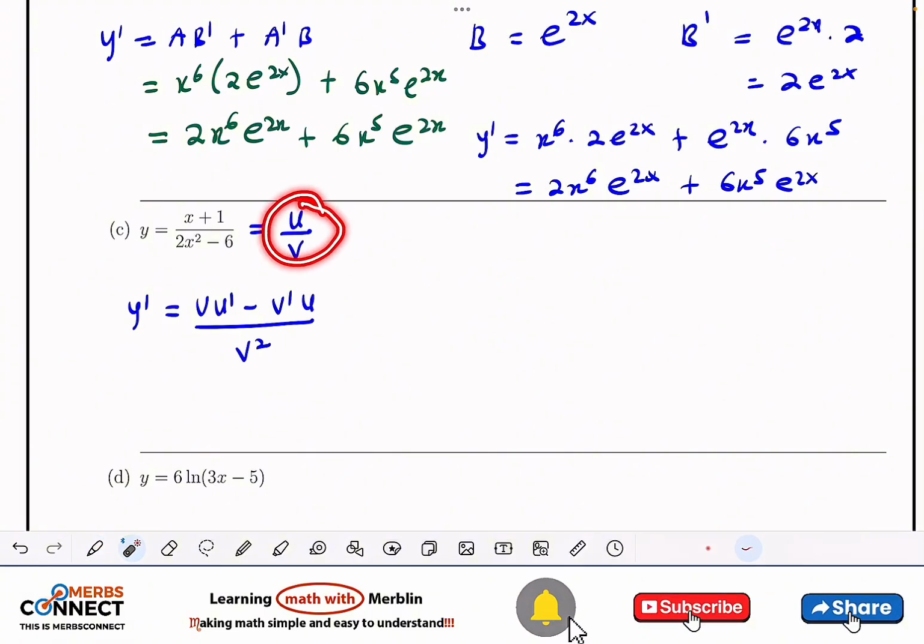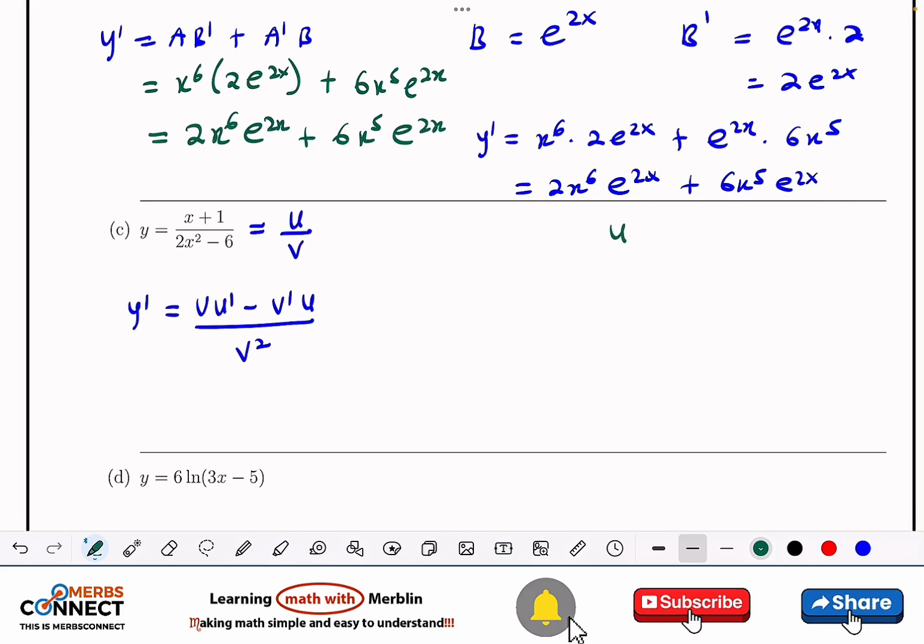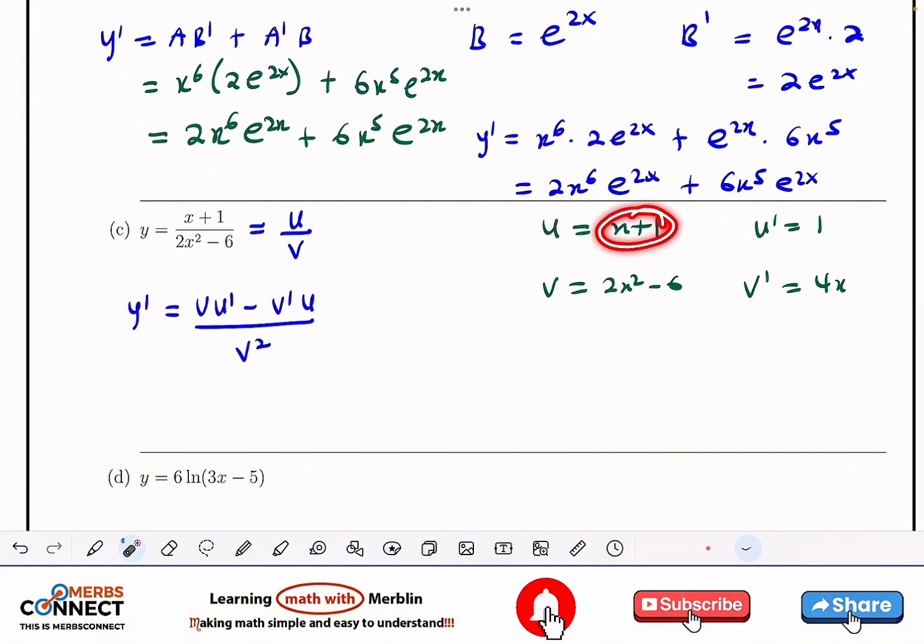So this here implies that my u is equal to x plus 1, and my v is equal to 2x squared minus 6, right? So that's what we have. Now what will be u prime? u prime is equal to 1, and v prime is equal to 4x. So differentiate this, get 1, differentiate this, get 4x, but this is going to be 0, right? So that's what I'm going to get. I love using this so that all I know is when I write down my formula, just put them in.